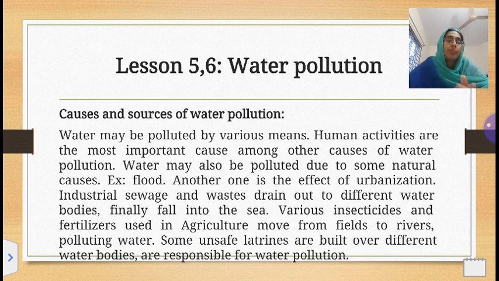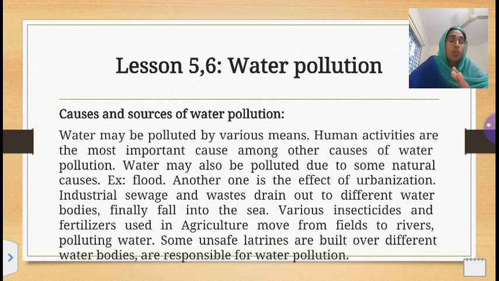Here, when you find this question in your exam, you must give some points. Points always carry more marks than if you write it in a passage question. Okay. First of all, your main point would be one of the natural causes of water pollution, that is flood. Another one is urbanization.